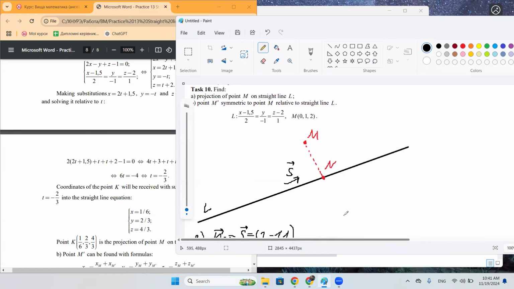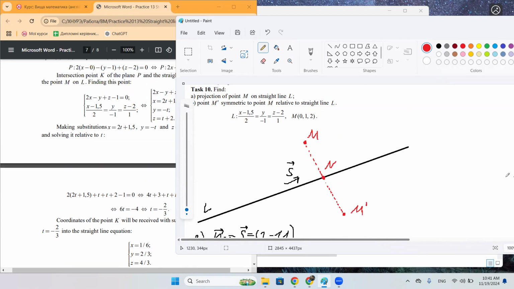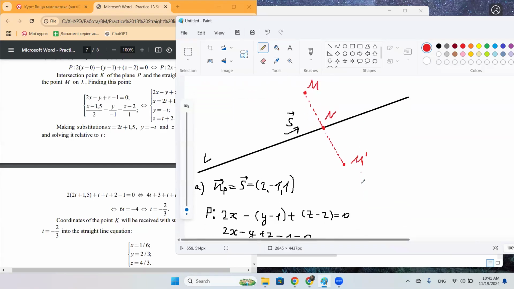And now we need to find the coordinates of the point M prime that is symmetric to the point M relative to this straight line L. So how to solve it? Any ideas? Which formulas can we use? Spoiler was. So no ideas, yeah?